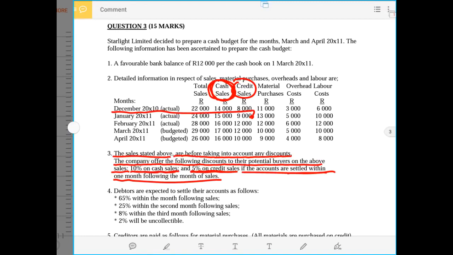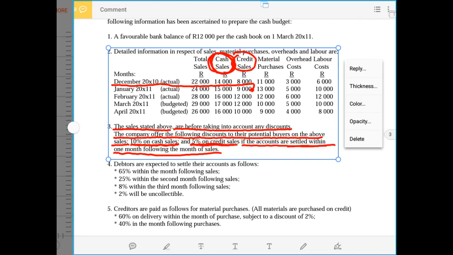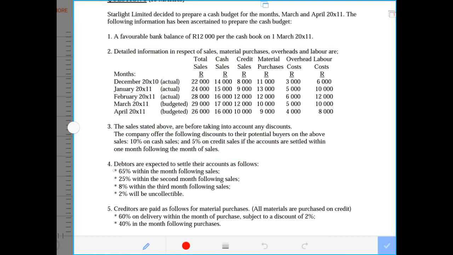Then after, under number 4, it is further stated to us that debtors are expected to settle their accounts as follows. So now this is how the settlement of our debtors is expected to take place. We have 65% within the month following sales. That means if the customer buys in December, he pays 65% in the following month.